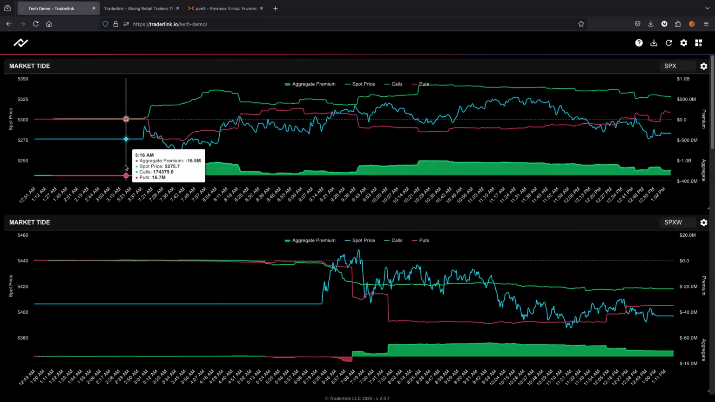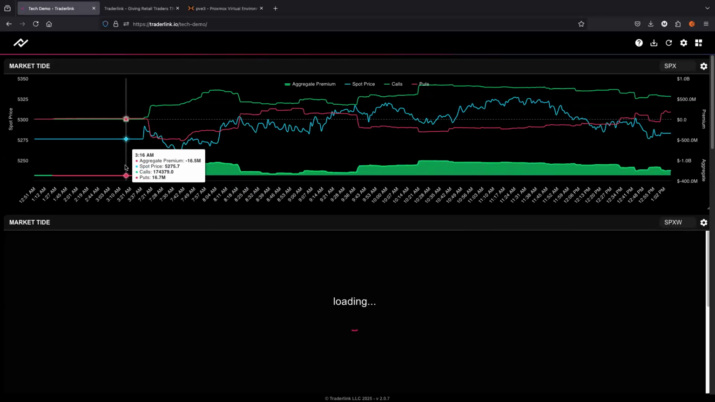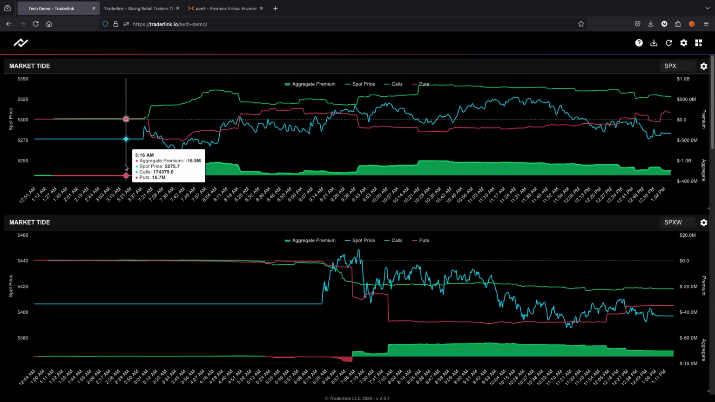But overall, the idea behind market tide is very simple. When people place options orders, there's only three places that order can execute: at the mark, so the middle, at or below the bid, or at or above the ask. There's a couple of things that we as traders tend to do with trades at the ask or below, or at the bid or below. And we make certain assumptions.